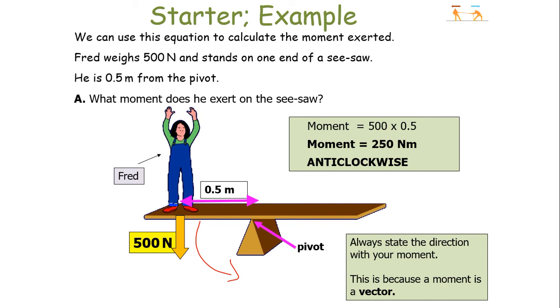That would be enough if it was a scalar, but it's not a scalar. It's a vector, so we've got to give the direction. And as you can see, this particular rotation would be going anti-clockwise. Now you can work that out from looking at where the point is fixed and where the force is acting, and then use your intuition of the real world to see that the seesaw is going to go down, so it's going to rotate anti-clockwise. So you can state that with your answer.